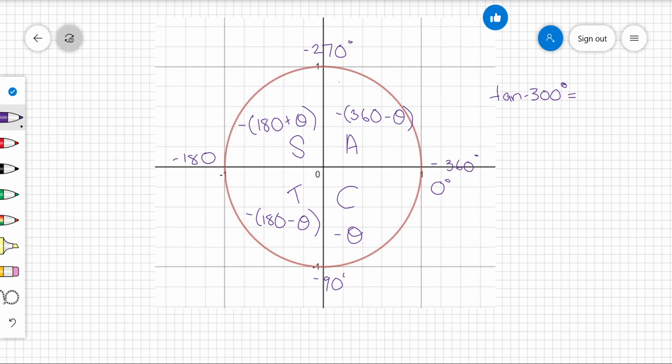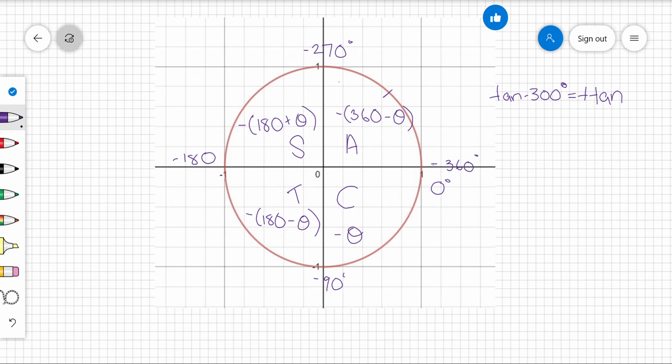All right, so here's an example, tan of negative 300 degrees. Now, if you think of it, negative 300 degrees is, let's say, about here. If we look at this quadrant, we've got the A quadrant, so we know the answer is going to be positive. We know it's going to be positive tan of the acute angle.